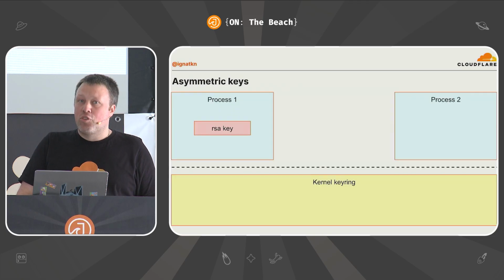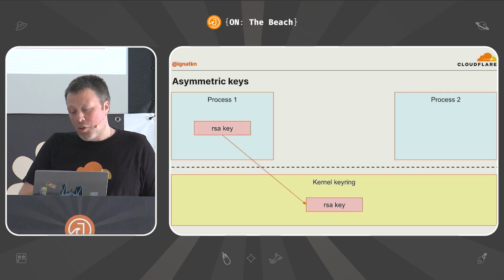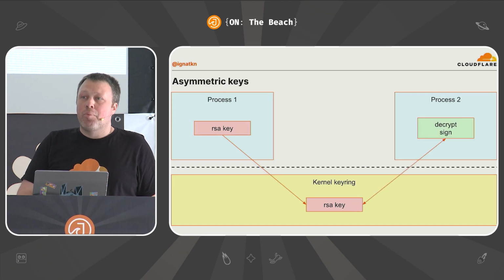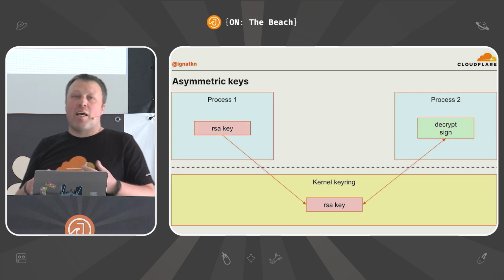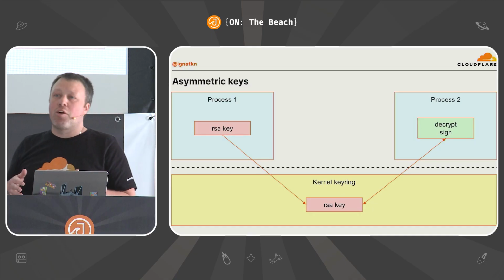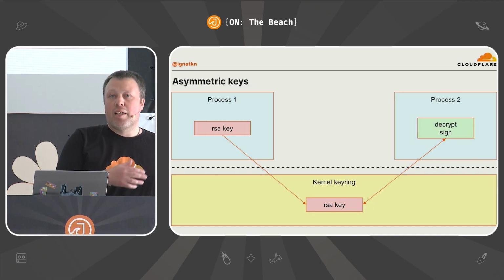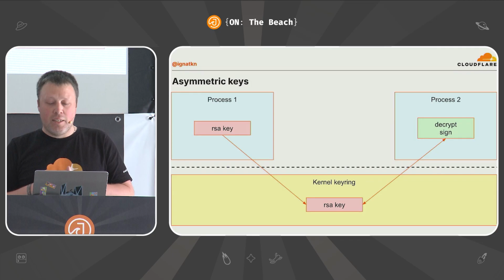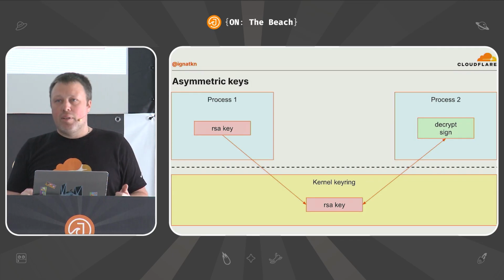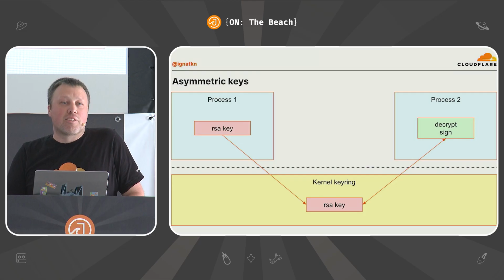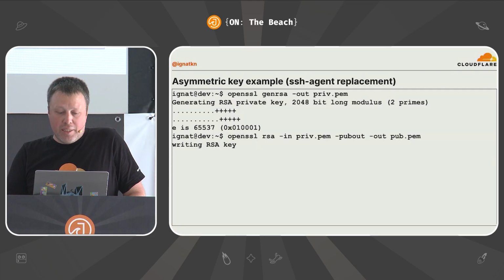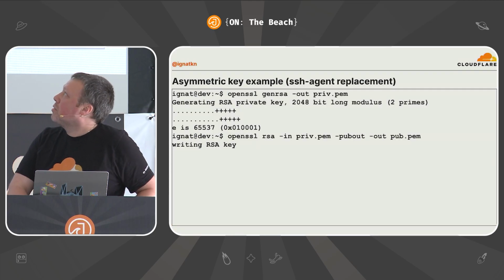There are also asymmetric keys. If you have an RSA key, you can put it inside the kernel, but instead of reading it back, you don't need to read it back. You can just ask the kernel to perform cryptographic operations based on that key, like either to decrypt or sign data. And yeah, it's like a software HSM. So in this example, we can generate a private key.